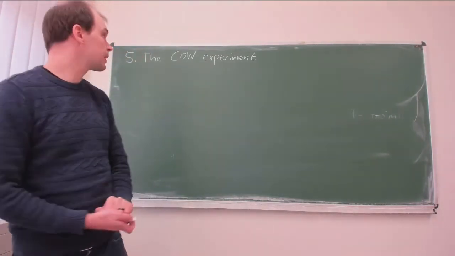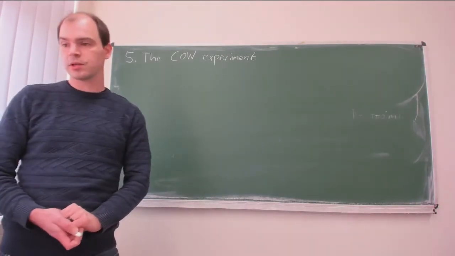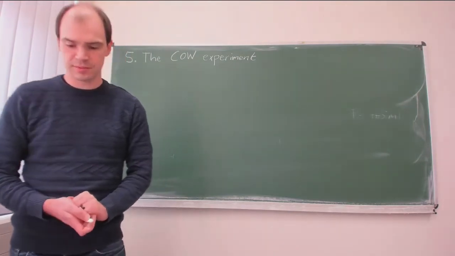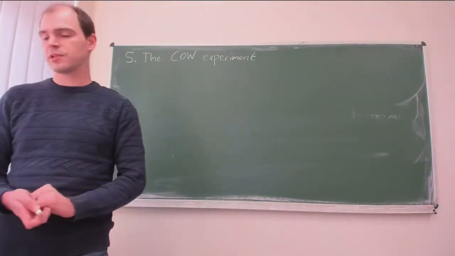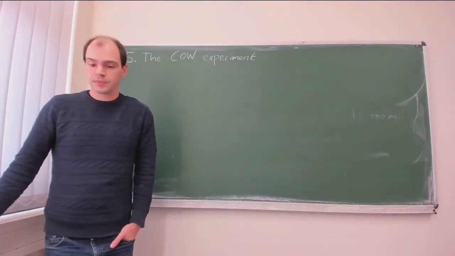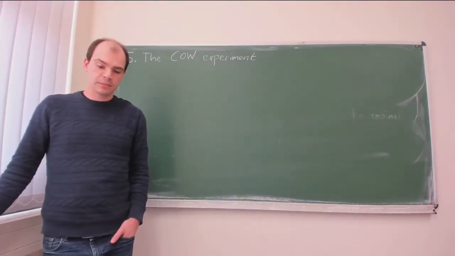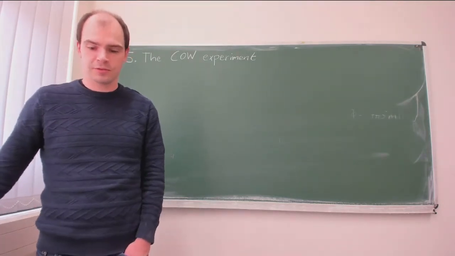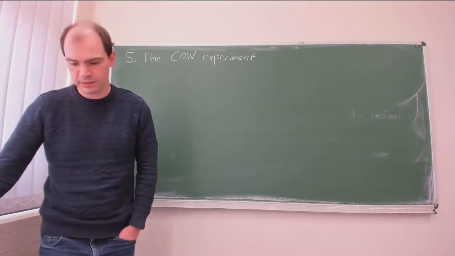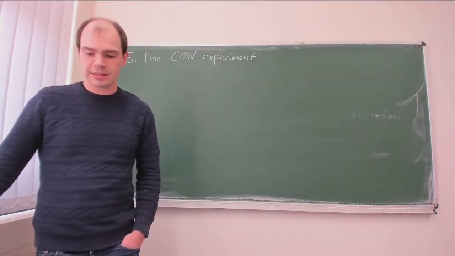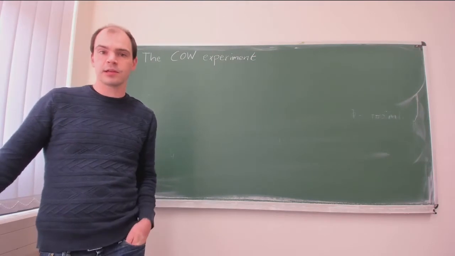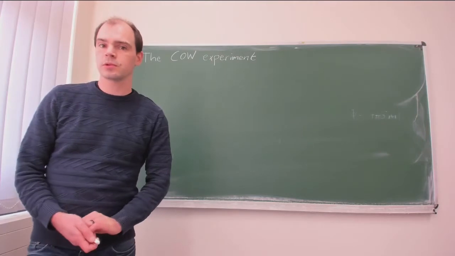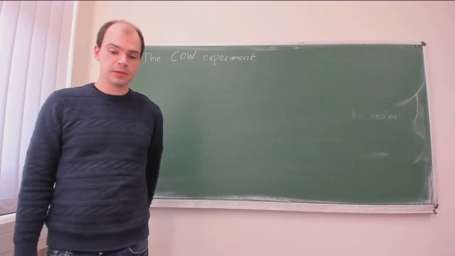Fifth lecture, and today we are talking about the COW experiment, unrelated to the animal, just named after its inventors. So we are going back a bit to more mundane topics, away from the question of interpretations in quantum mechanics and philosophical ideas, and the question of the collapse of the wave function. And we come back a bit to what we were asking at the beginning of this lecture as a motivation.